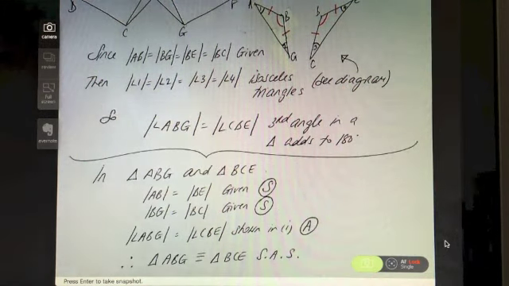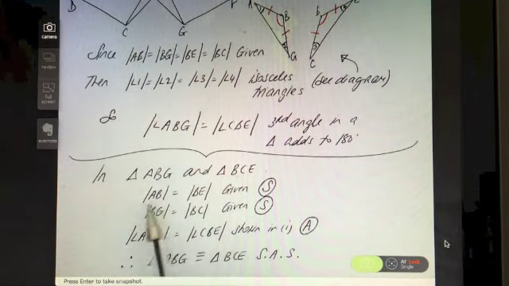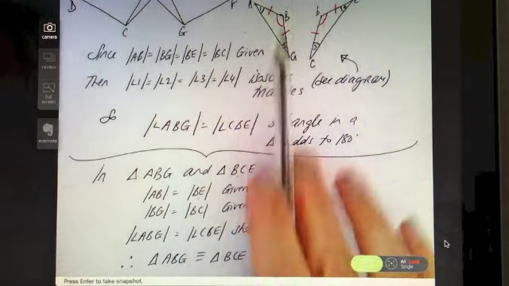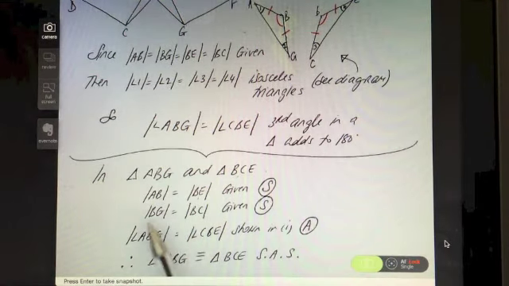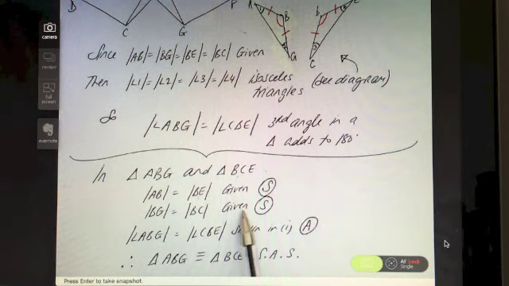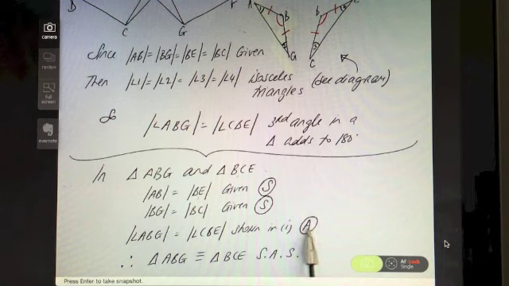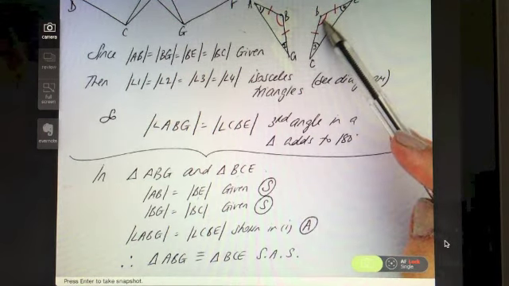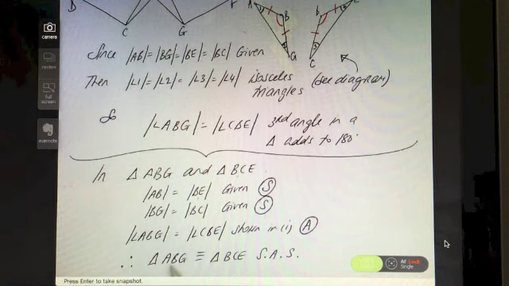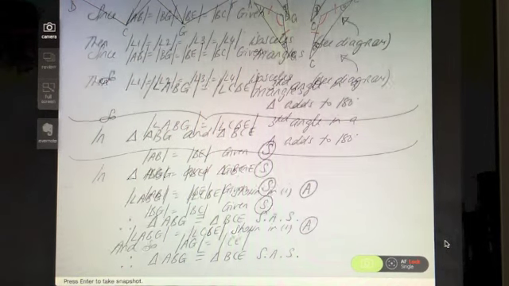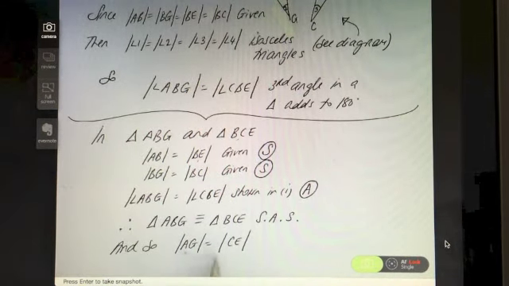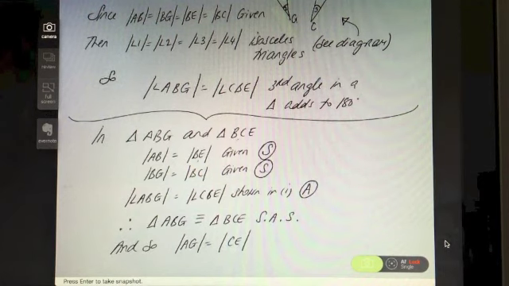And so in triangle ABG and triangle BCE, we have AB is equal to BE. We've already deduced this. It's given to us. That's a side. BG is equal to BC. That was given to us with the two squares being identical. That's another side. And we've already shown in part I in the question that angle ABG is equal to angle CBE. So that is an angle and it is the included angle. So we can prove that the triangle ABG is congruent to triangle BCE through SAS. And so then the length of AG has got to be equal to the length of CE.